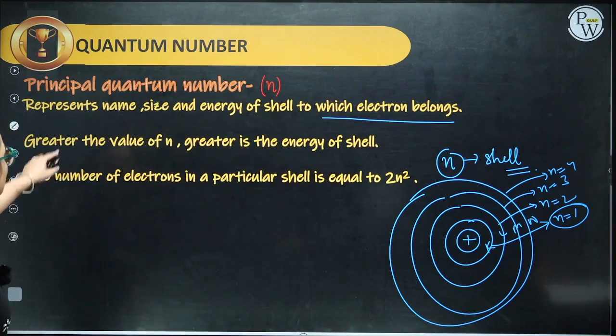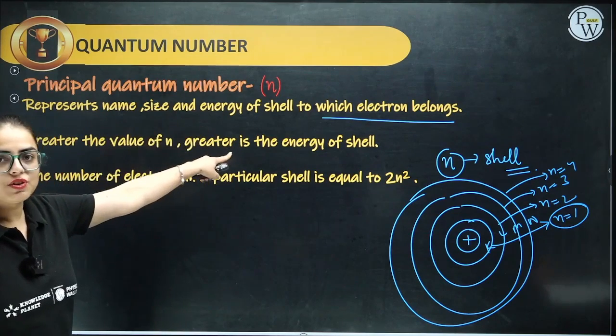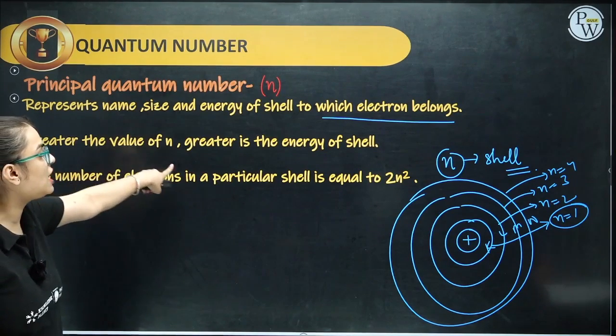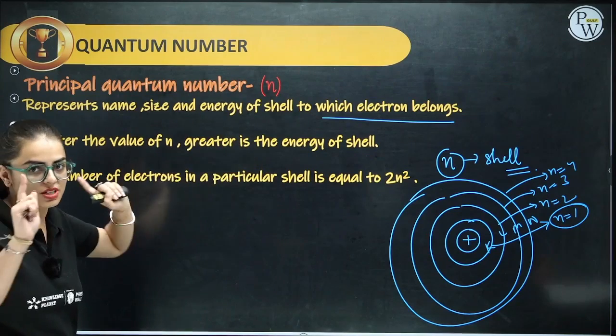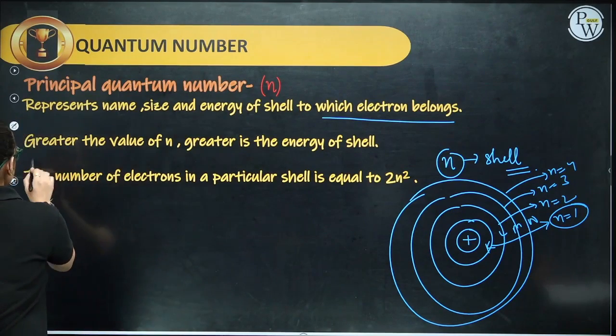Now, n represents the shell. It represents the name, size and energy of the shell to which the electron belongs. Greater the value of n, greater is the energy of the shell. Always remember. Next, this is very, very important.